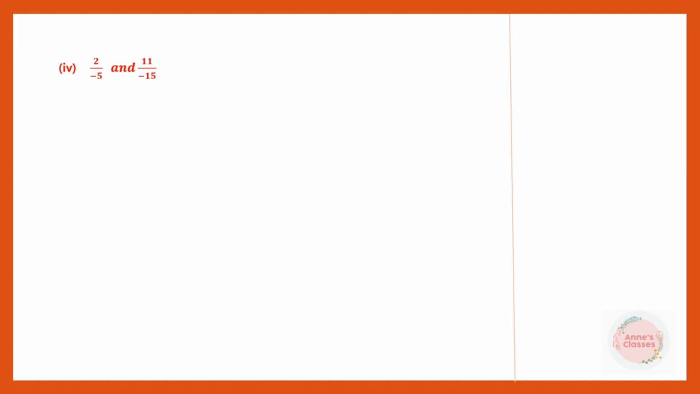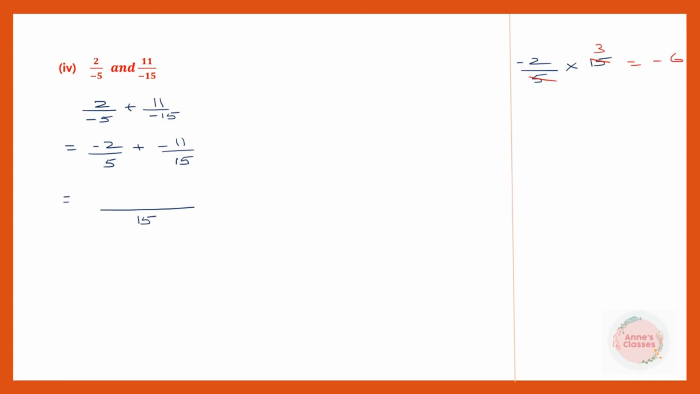Question 4. So here let's add up this in the same order given. So this is 2 by minus 5 plus 11 by minus 15. Let's transfer the minus sign to the numerator. So minus 2 by 5 plus minus 11 by 15. So let's find the LCM of the denominators 5 and 15. We found it out in the previous question. It is 15. Now take the first rational number minus 2 by 5, multiply it by the LCM 15. Cancel 5 and 15, that is 3. So minus 2 into 3 is minus 6. So that is our first numerator. We can write it here.